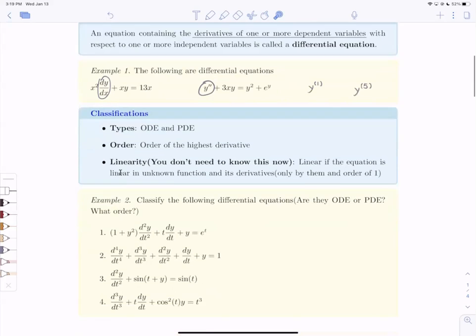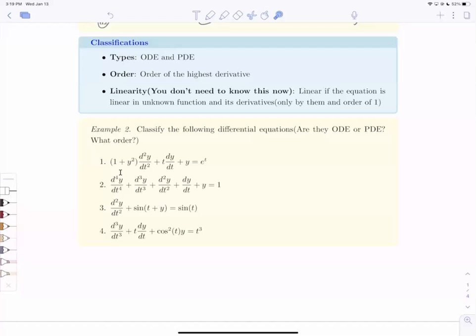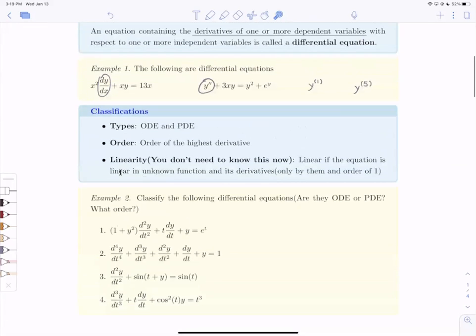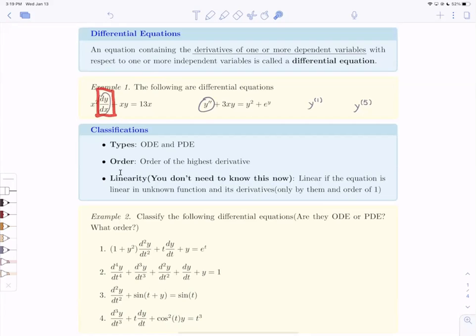Anyway, for classification, we have two types of differential equations. We have ODE, which stands for ordinary differential equations. PDE stands for partial differential equations. The difference between them is that those are all ODE because you're taking the full derivative. When you take a partial derivative, such as, let's say, ∂z over ∂x, if you see something like this, you're only taking the partial derivative of a dependent variable, and that equation is going to be a PDE.